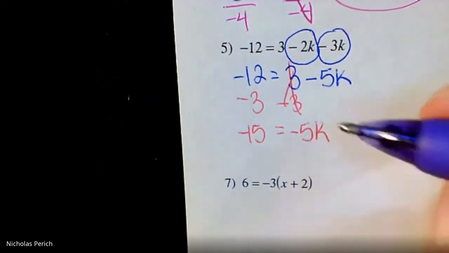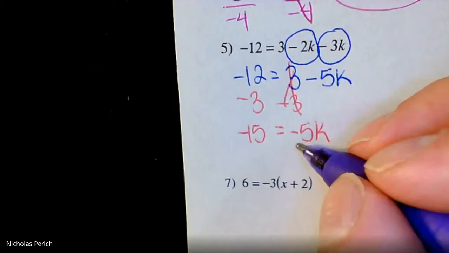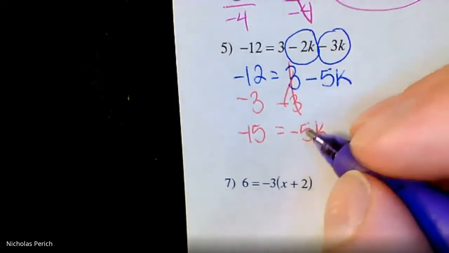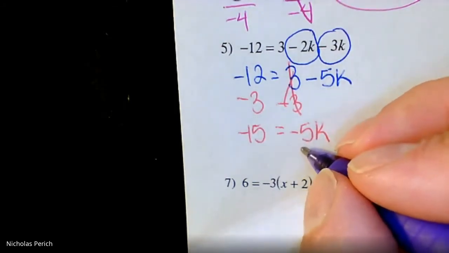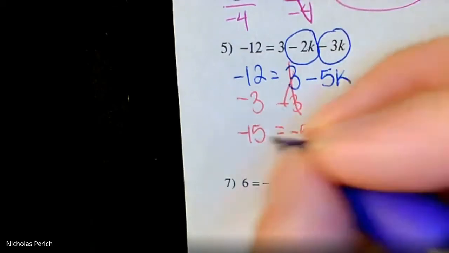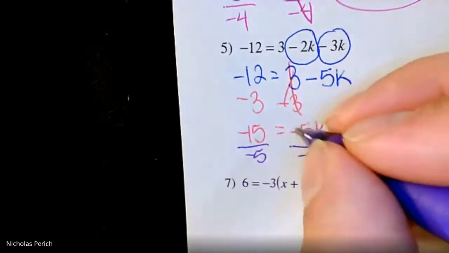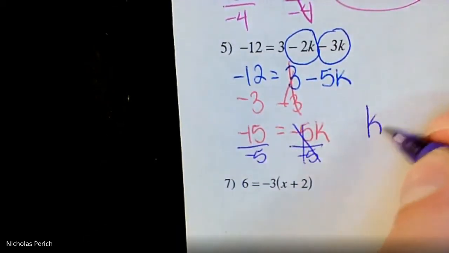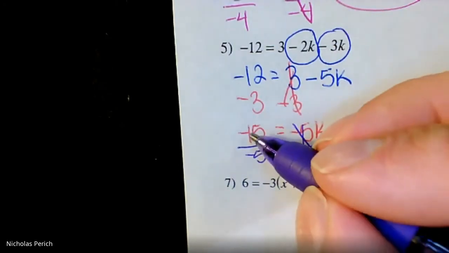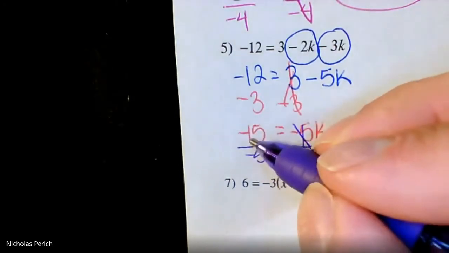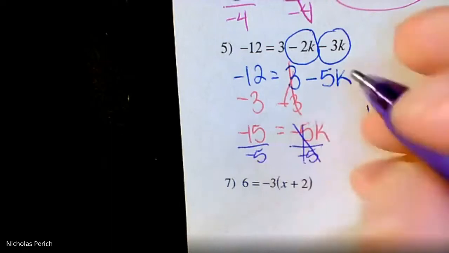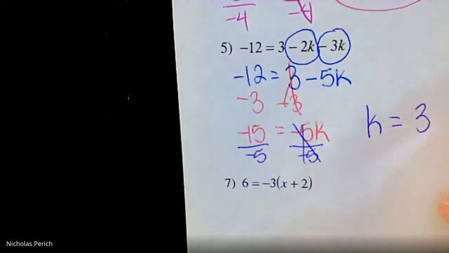Is k all by itself? No. What's in the way? Negative 5 is being multiplied to k. How do I get rid of being multiplied to k? Divide both sides by negative 5. Cross out. Negative 15 divided by negative 5 is a positive 3.